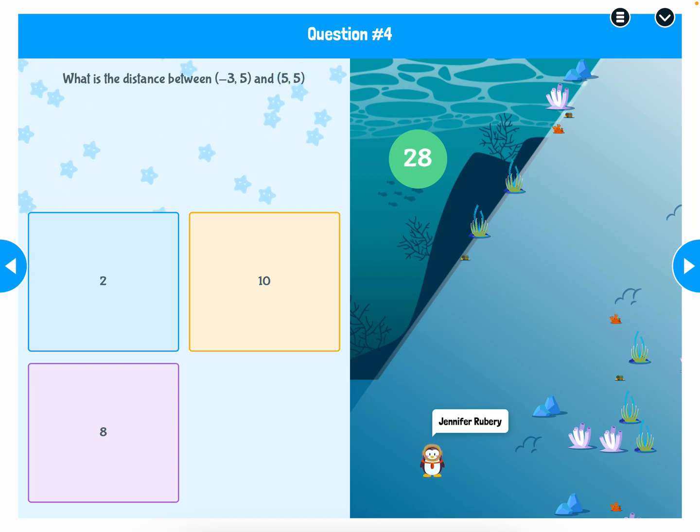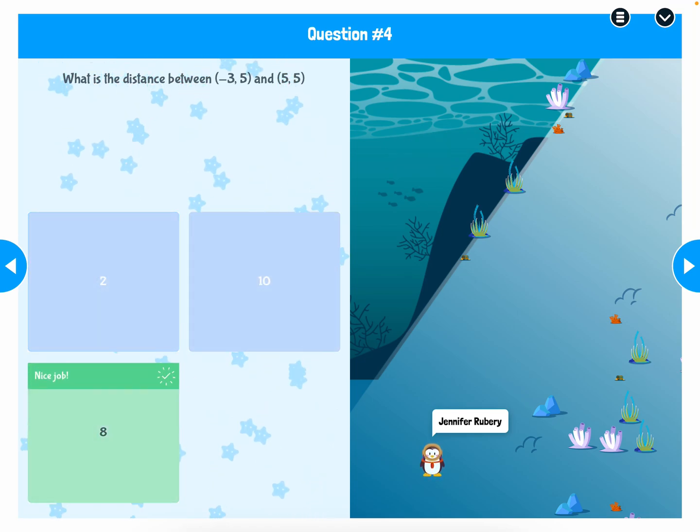What is the distance between a negative 3, 5 and a 5, 5? The Y coordinates match with 5s, so I'm finding the distance between a negative 3 and a positive 5. They have different signs, so I'm going across 0, so I'm going to add their absolute values. So the absolute value of 3 plus the absolute value of 5 is going to give me a distance of 8.